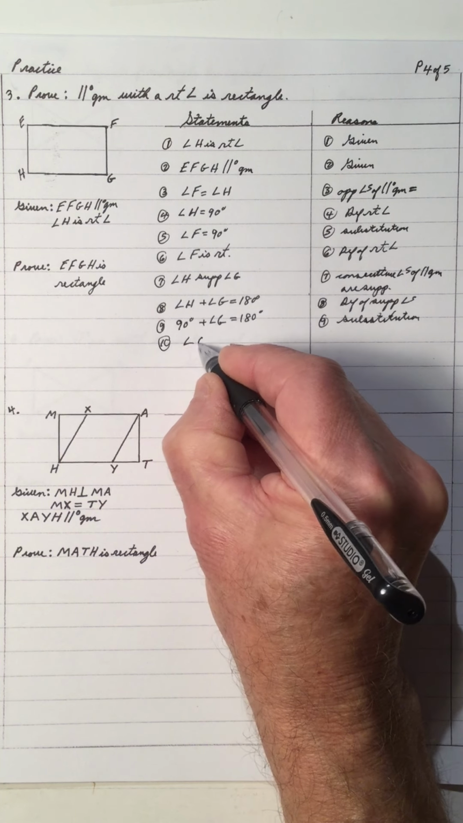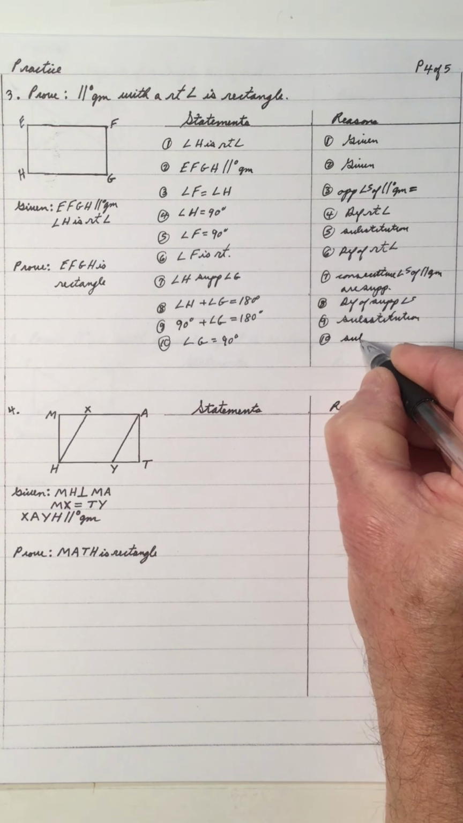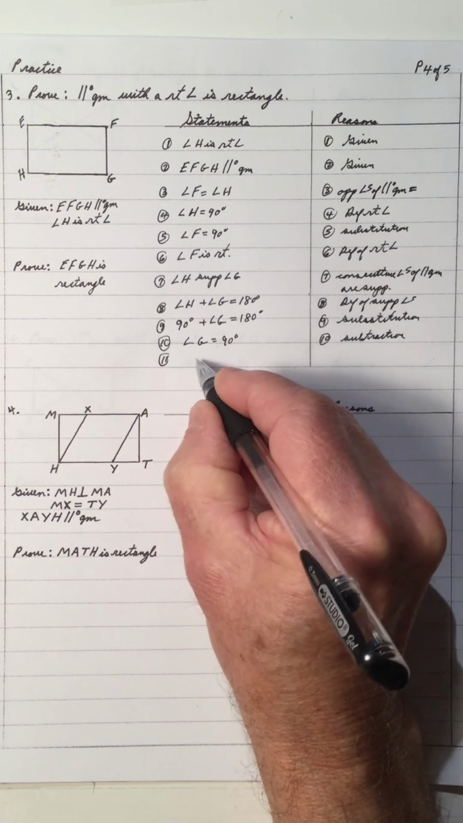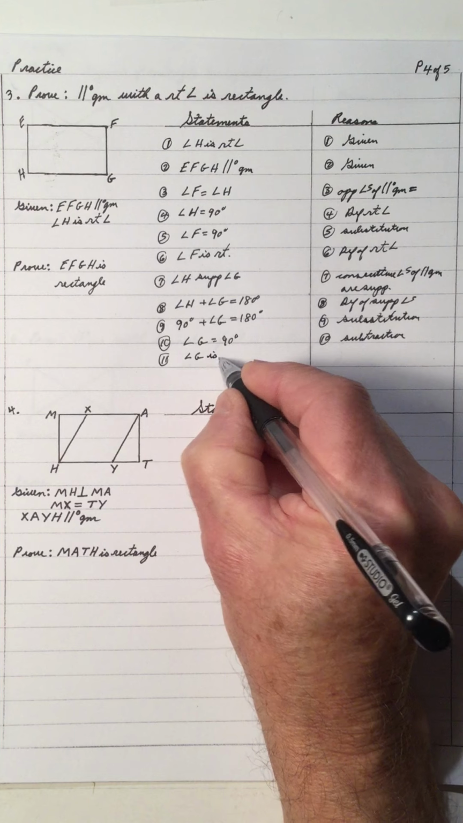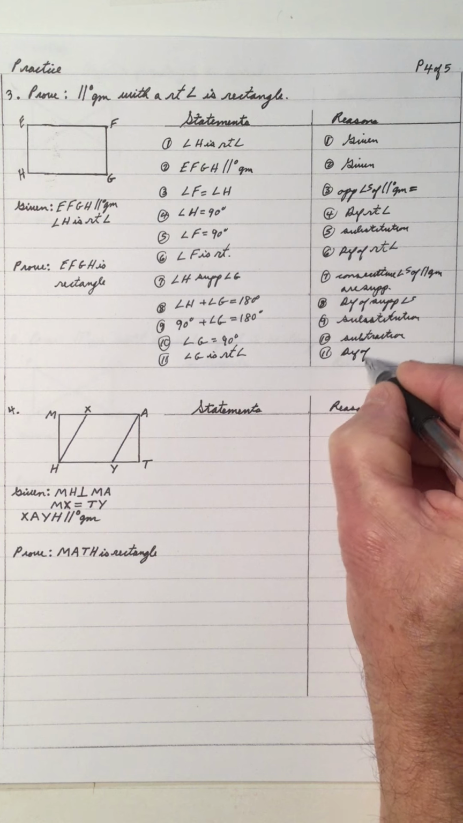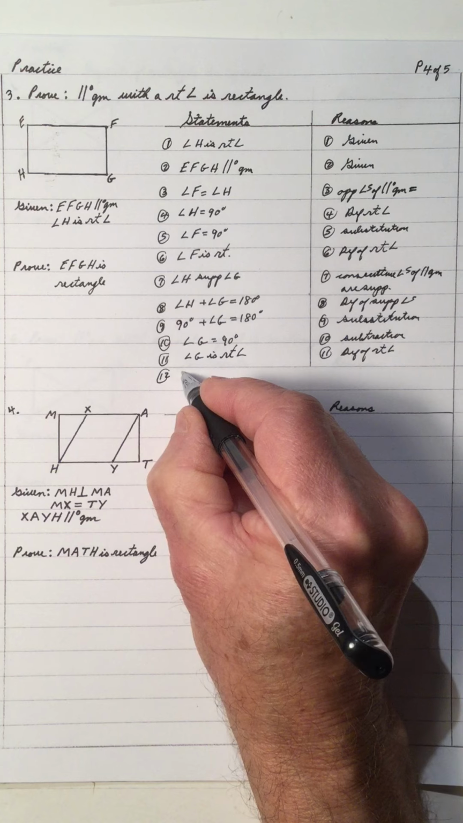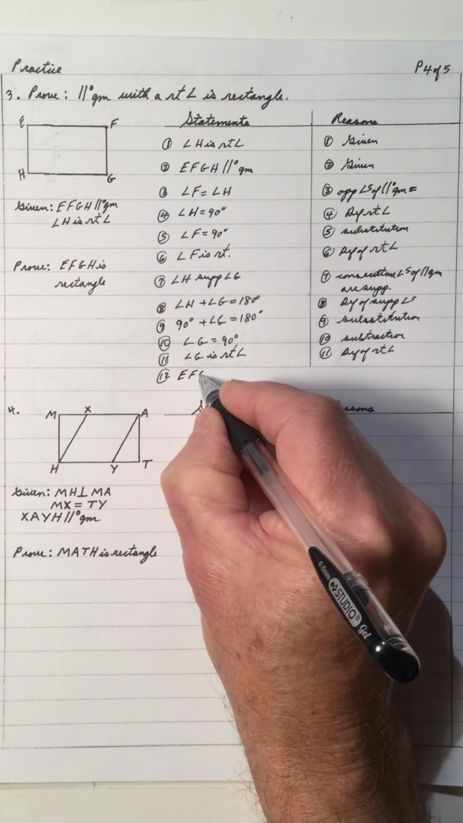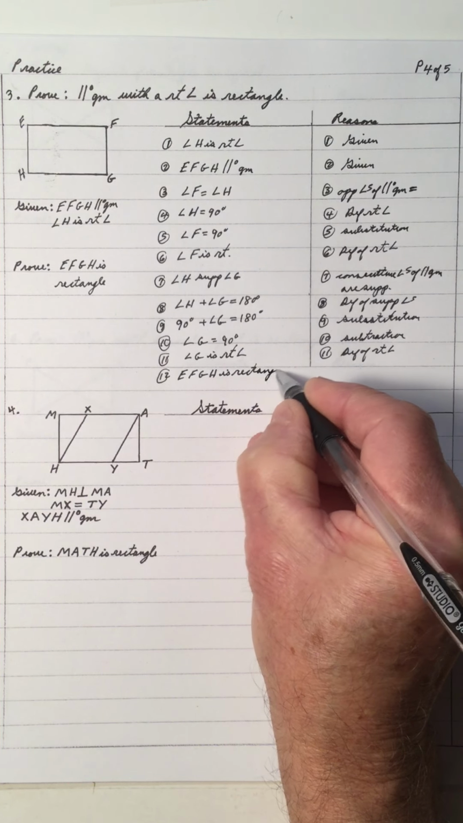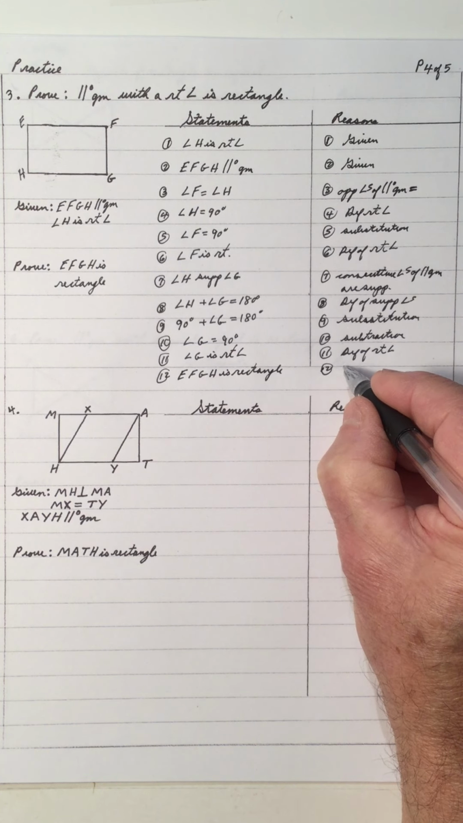So that means that angle G is equal to 90 by subtraction. And number 11, angle G is a right angle, by the definition of a right angle. And so we have that EFGH is a rectangle. We can't say definition because we have what? Three right angles.